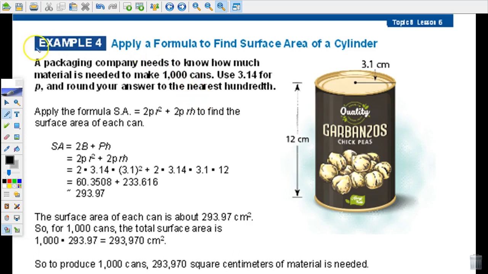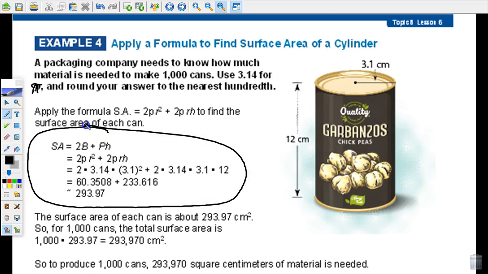Okay. Example 4, apply a formula to find surface area of a cylinder. A packaging company needs to know how much material is needed to make 1,000 cans. Use 3.14 for pi and round your answer to the nearest hundredth. So we're doing the exact same thing, okay? We use the formula right here, and then once we get our surface area, we multiply by 1,000 cans to find out how many square centimeters of material is needed, okay?